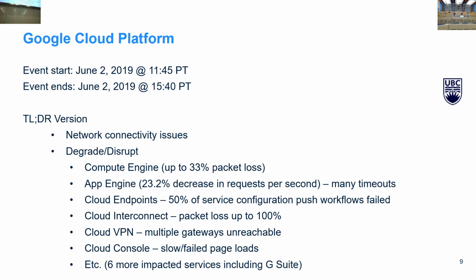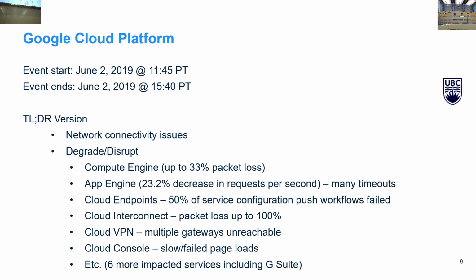50% of service configuration push workflows failed in the cloud endpoints. Up to 100% packet loss. Now, I'm actually going through their notes where they say it went from like 10% to 100%. And I'm looking at 100% as the number and going, yeah, for some people, this is really bad.